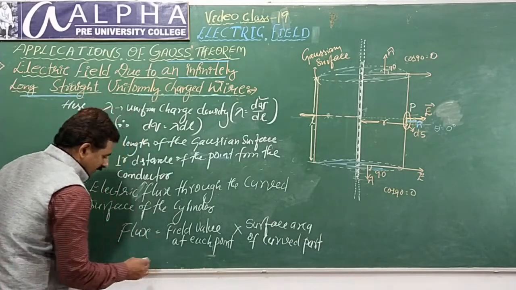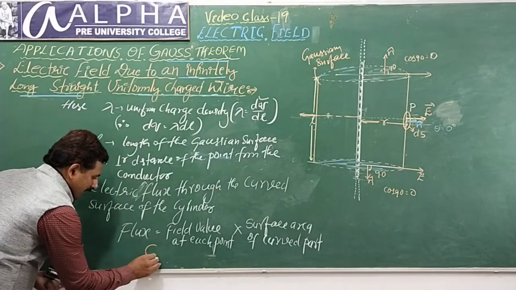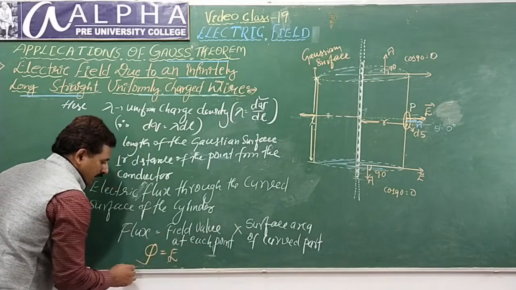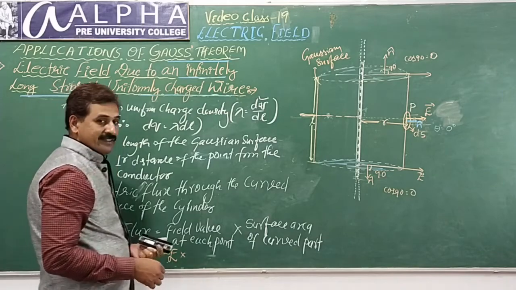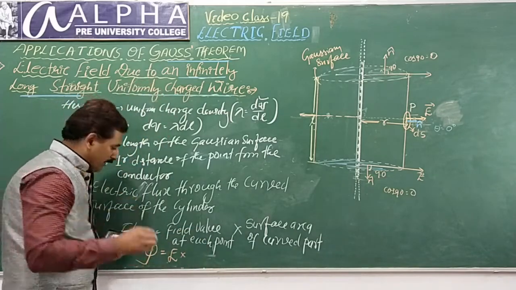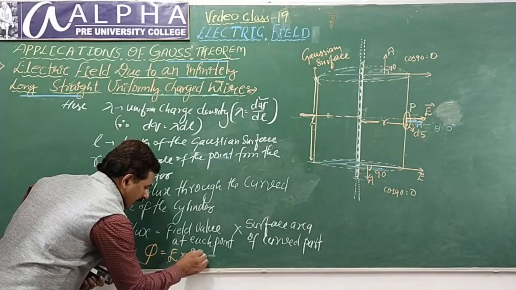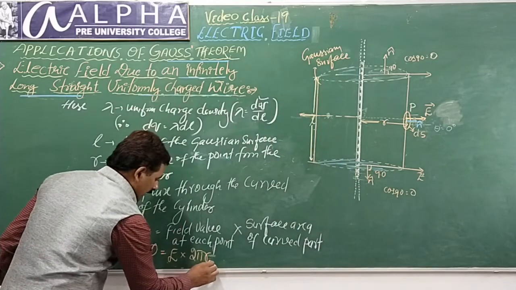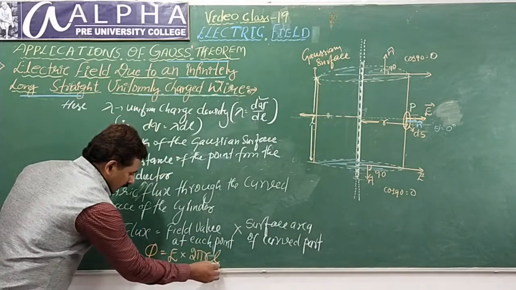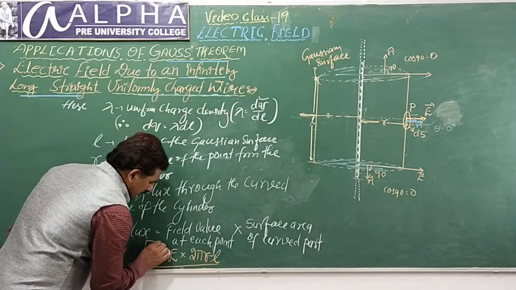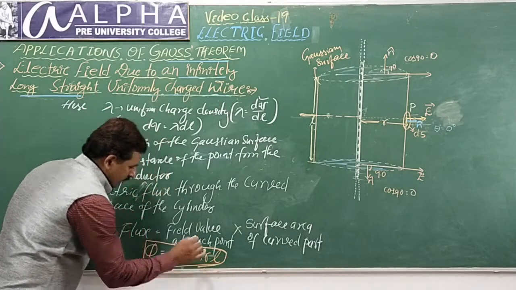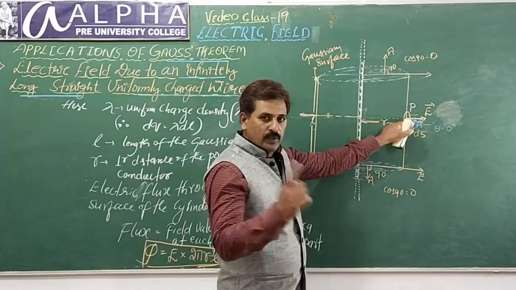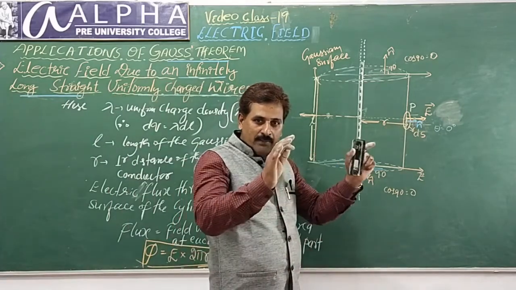Therefore, what is flux phi? Phi equals, what is the electric field at each point? E times the surface area of a cylinder. You have learned in high school, what is that? 2 pi r, the circumference, times length L. 2 pi r L is the surface area of the cylinder. Electric field at each point times surface area, because the electric field is the same all around.